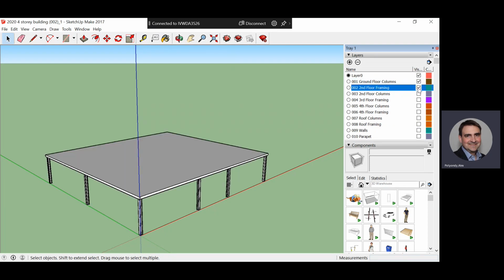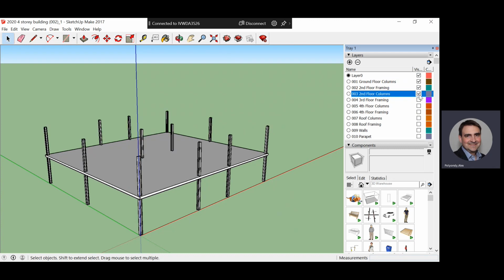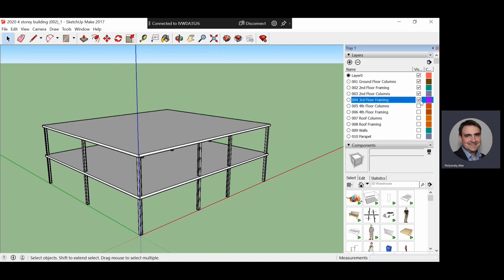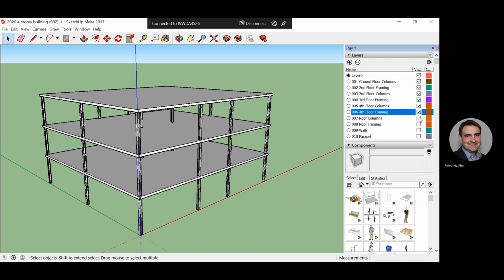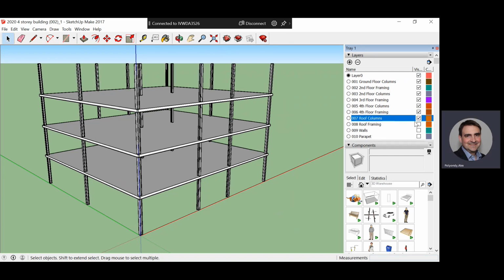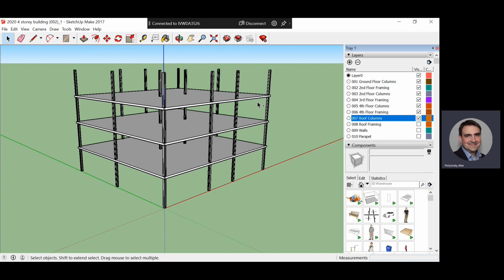Then we're going to have second floor framing. The second floor framing is often the first floor we're going to frame, because the ground floor is slab on grade. Next, we have second floor columns. These are the columns that sit on the second floor. Third floor framing is the same as the second. Then fourth floor columns and fourth floor framing. And finally, the columns that are going to support the roof. I'll roll out here a bit. And then the roof framing. Hey, we've got a frame structure now.